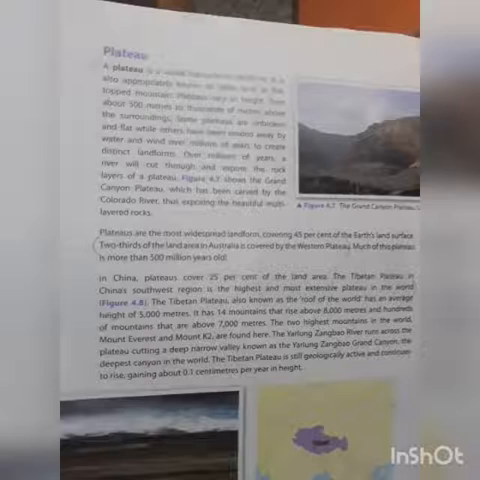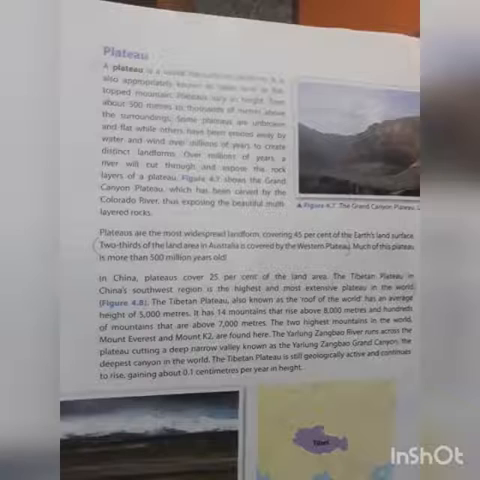Now, it is the most extensive form of land in the world. What does it mean? It basically means that the majority of Earth is covered with plateau. We're given a percentage here. It says up to 45% of Earth's land surface is covered by plateau. Almost 2/3 of Australia is covered by a plateau called Western Plateau, whereas 25% of China is covered with Tibetan Plateau.